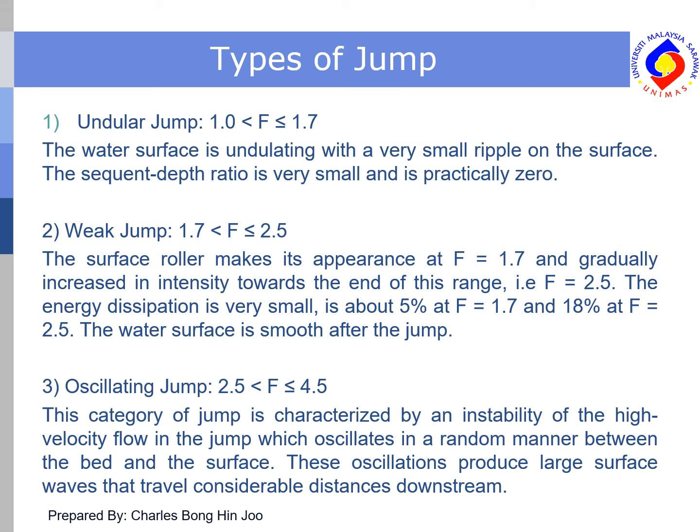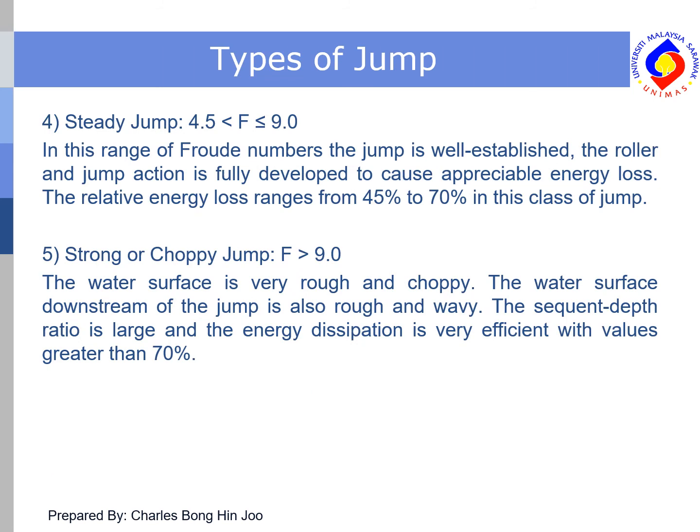For an oscillating jump, the Froude number value varies between 2.5 and 4.5. This category of jump is characterized by an instability of the high velocity flow in the jump, which oscillates in a random manner between the bed and the surface. Then you have a steady jump with a Froude number value between 4.5 and 9. In this range of Froude number, the jump is well established and the roller and jump action is fully developed. In terms of energy loss also, it ranges between 45% to 70%.